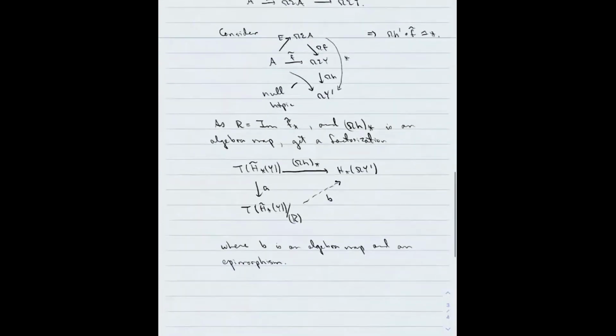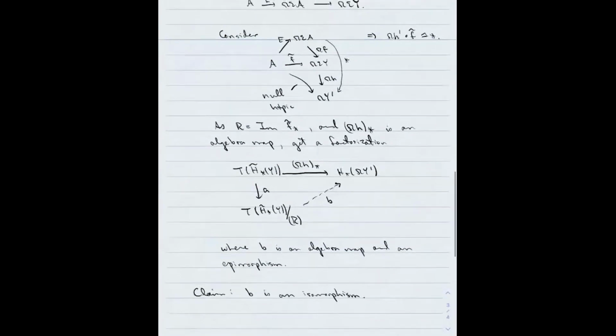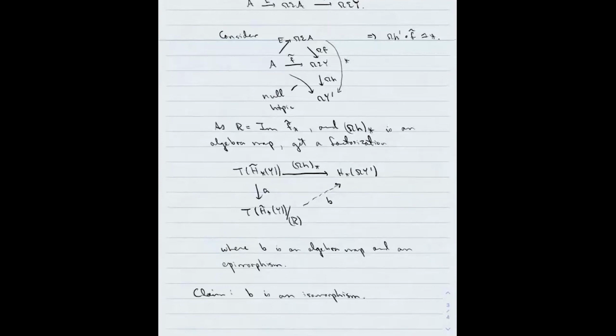And the claim is that B is an isomorphism. That was the statement of the theorem: the homology of loop Y is isomorphic to this tensor algebra quotiented out by this two-sided ideal generated by the image of the adjoint, and that isomorphism is as algebras. So we want to show that B is an isomorphism.